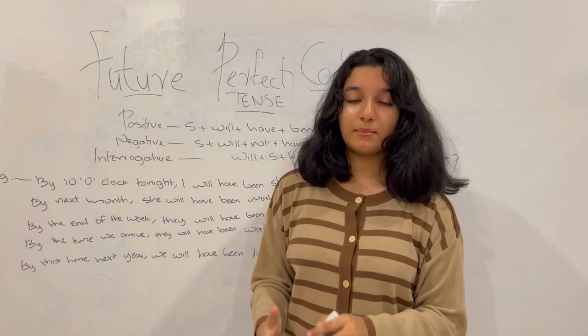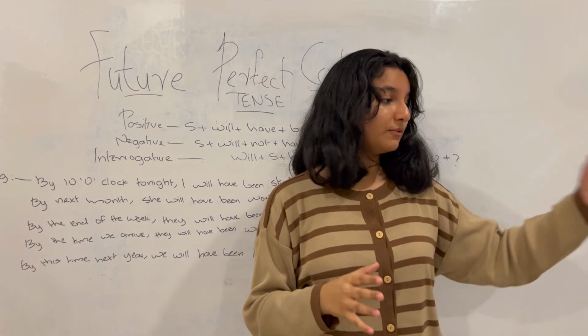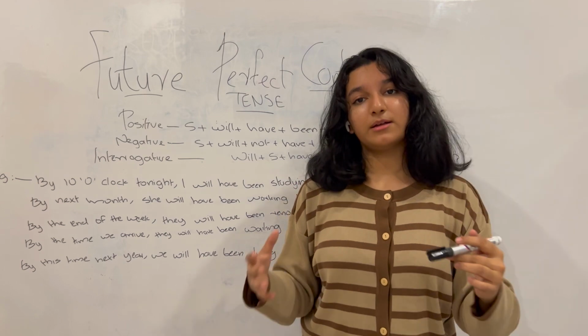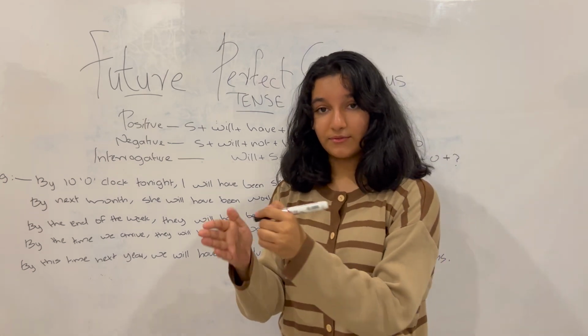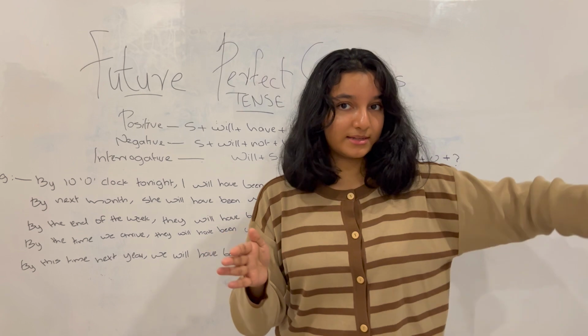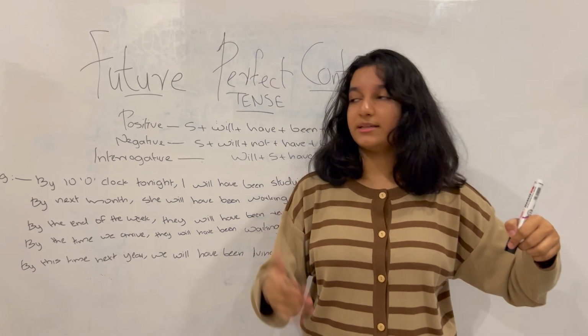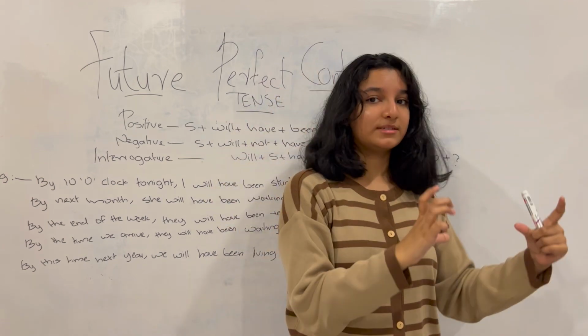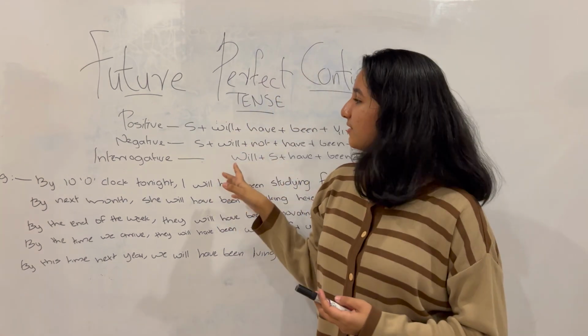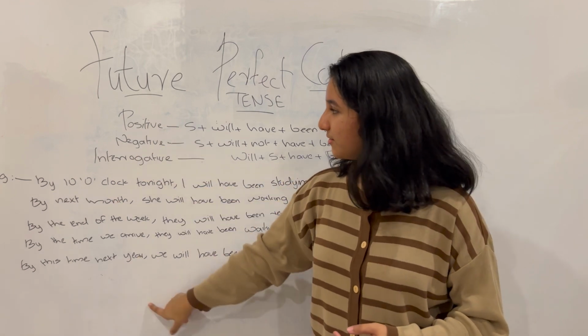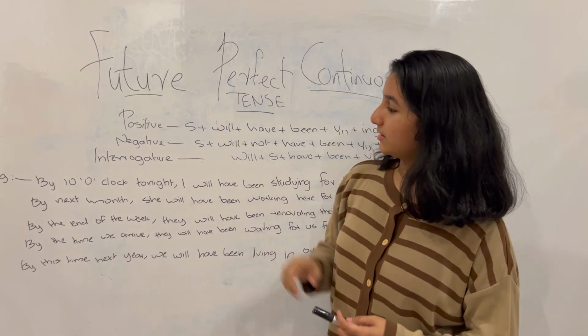Because we're talking about, even though we're setting a time in the future where it is going to end, we're also talking about the time that is taking from the start to the finish. So in the middle as well, the continuation time is also being talked about. So that is why it is future perfect continuous tense. So that is how you make positive sentences with this format for future perfect continuous tense.